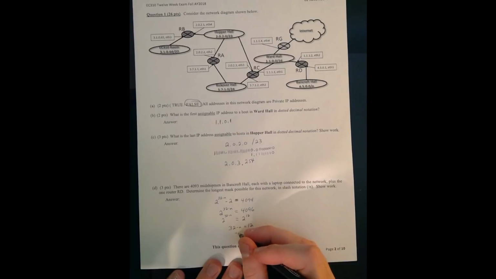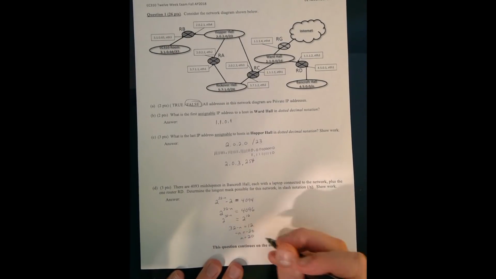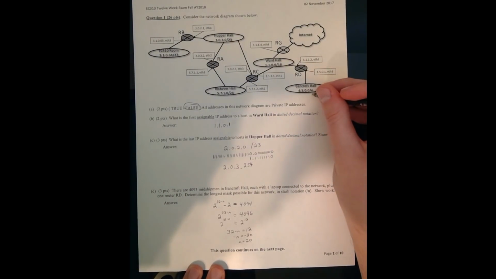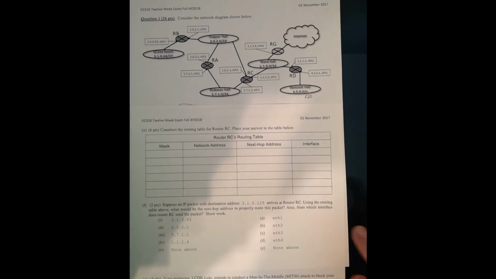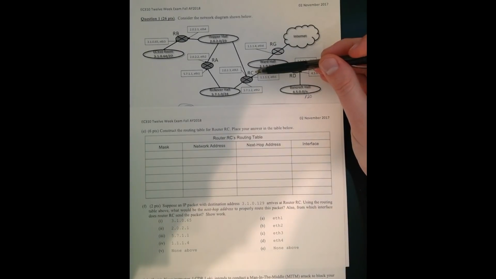Because we need the same thing in the exponent. So then we have negative n equals negative 20, n equals 20. So the slash n for Bancroft Hall in this diagram is actually slash 20. We want to make that update for the next problem, which is to construct the routing table for router C. So router C is right here. That's where we're going to be working from.